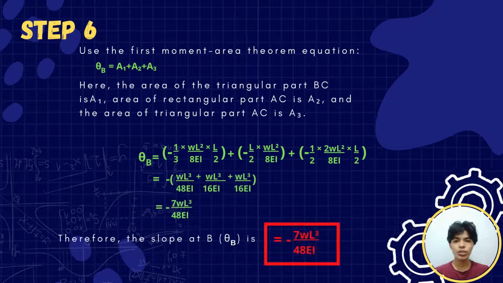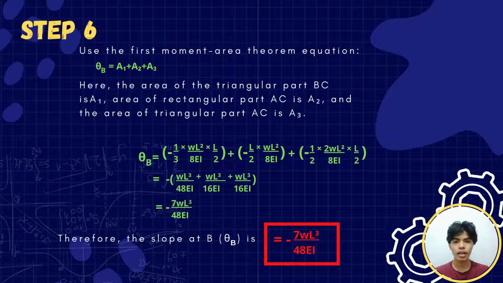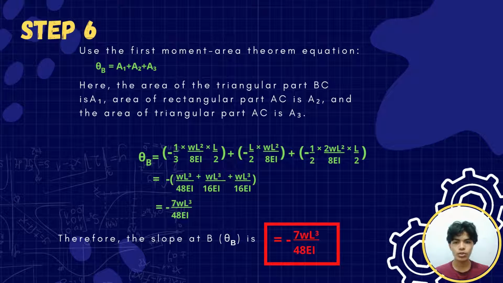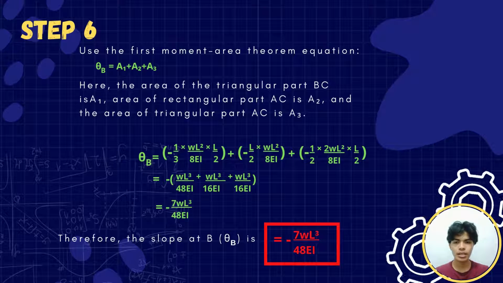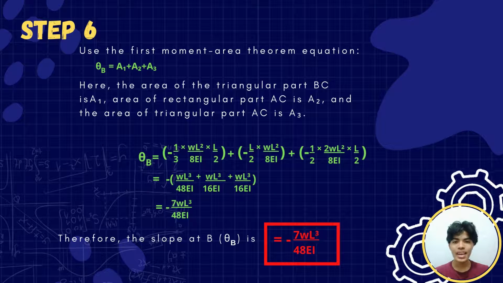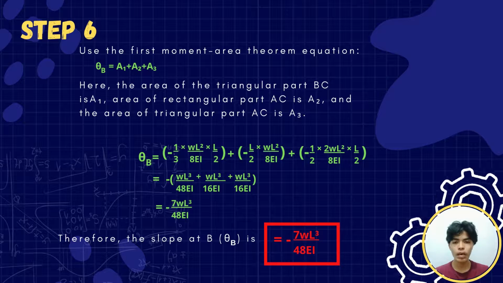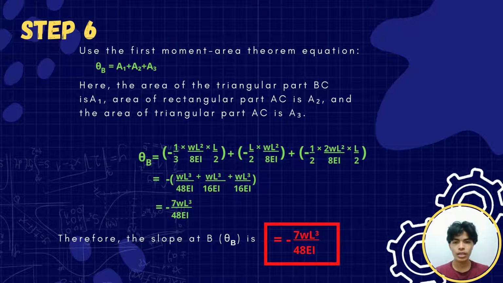For step 6, we are going to use the first moment area theorem equation given. That is theta B equal to A1 plus A2 plus A3. To find the slope at B, we are going to add all the areas given from the analyzed bending moment diagram. Therefore, we have the slope at B equal to negative 7WL cubed over 48EI.